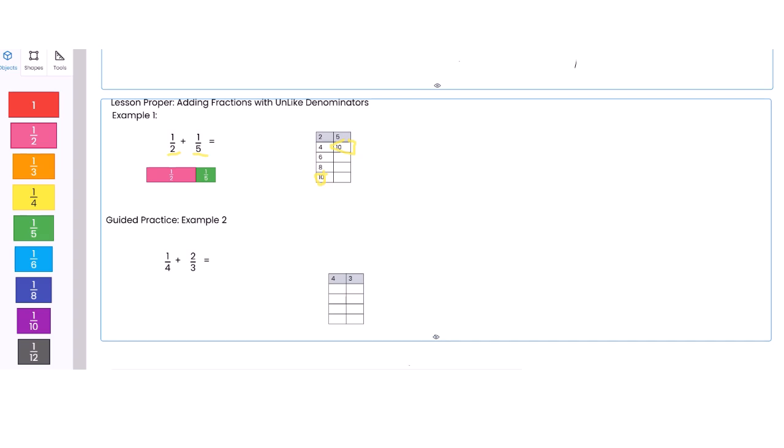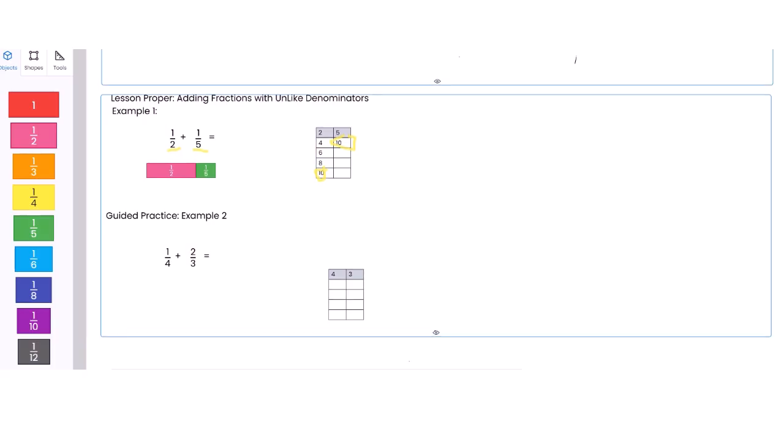So therefore, let's now get our 1/10 strip and line them up to our 1/2 and 1/5 strips. How many 1/10 strips will fit in our 1/2 strip? So let's get them. 1, 2, 3, 4, 5. So therefore, 1/2 now is equal to 5 over 10.